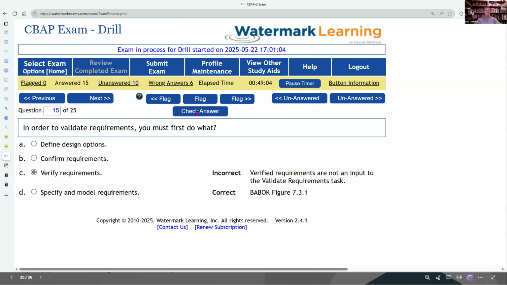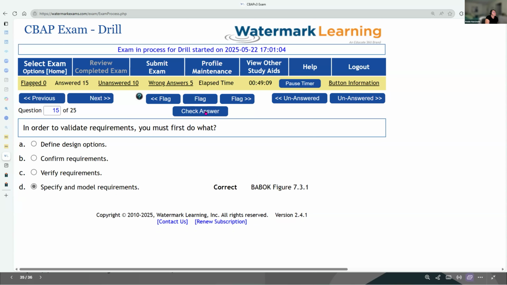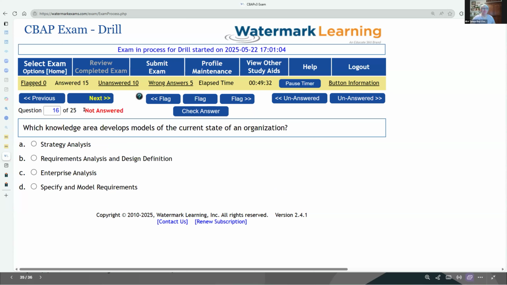I don't buy that. Okay, specify and model is done first. Also, verify is 7.2, validate is 7.3. That's true, but they can be done concurrently. Yeah, it's a trick. The BABOK is a trick question. Thank you for your question.